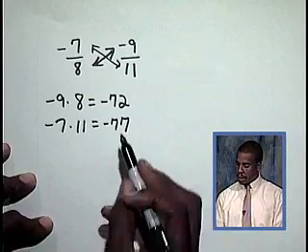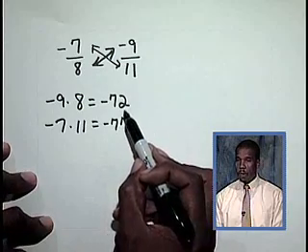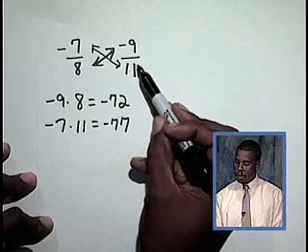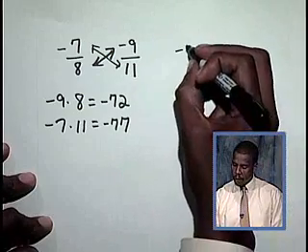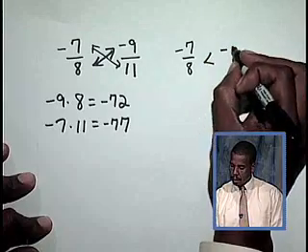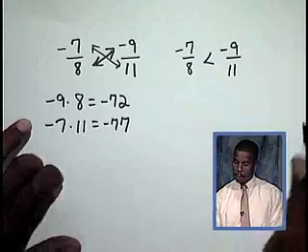And again, we notice that negative 72 is larger than negative 77, and that would be the numerator when we upscale the fraction negative 9 over 11. So again, that tells us that fraction is larger. So even with the second method, again, we agree that negative 7/8 is less than negative 9/11.